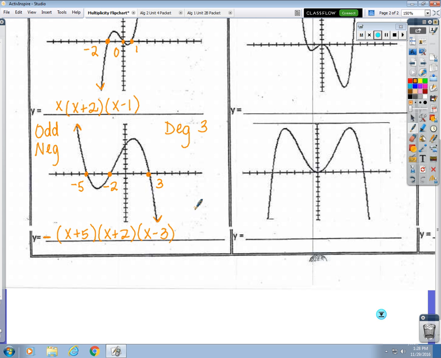Okay, so far we haven't learned anything new today. You should already have been able to do all three of those. Okay, this isn't new yet. We've been working on those. Now we're going to move into graphs that have multiplicity.